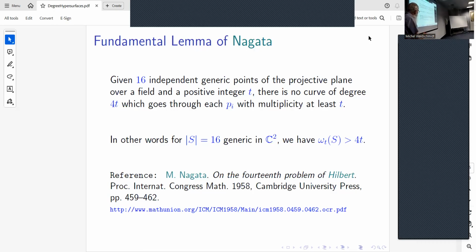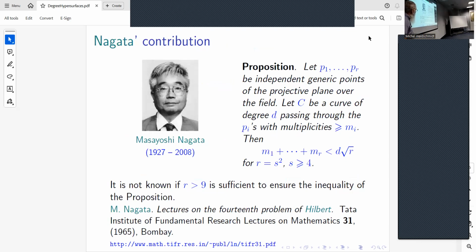And this is the lecture of Nagata at the International Congress of Mathematicians in 1958. He has a proposition which is a little bit more precise. You take independent generic points and you take a curve of degree d which goes through the points with multiplicity m_i at each point. And the sum of the m_i is bounded by d times the square root of r, provided that r is a square and r is at least 16.